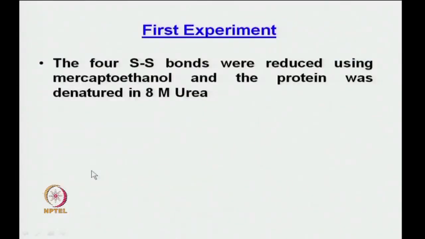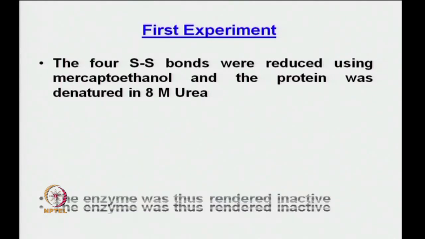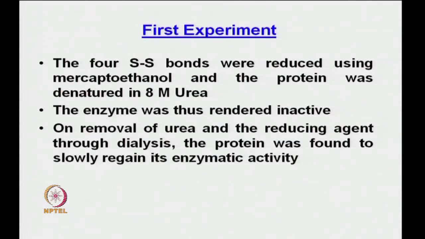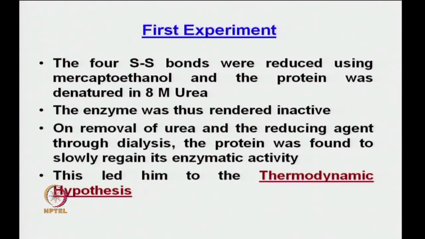So, the first one is this: the 4 SS bonds were reduced using mercaptoethanol, and the protein was denatured with 8 molar urea. The enzyme was thus rendered inactive. On removal of urea and the reducing agent through dialysis, the protein was found to slowly regain its enzymatic activity. This led him to the thermodynamic hypothesis. I will come to it later, what I mean by the thermodynamic hypothesis.